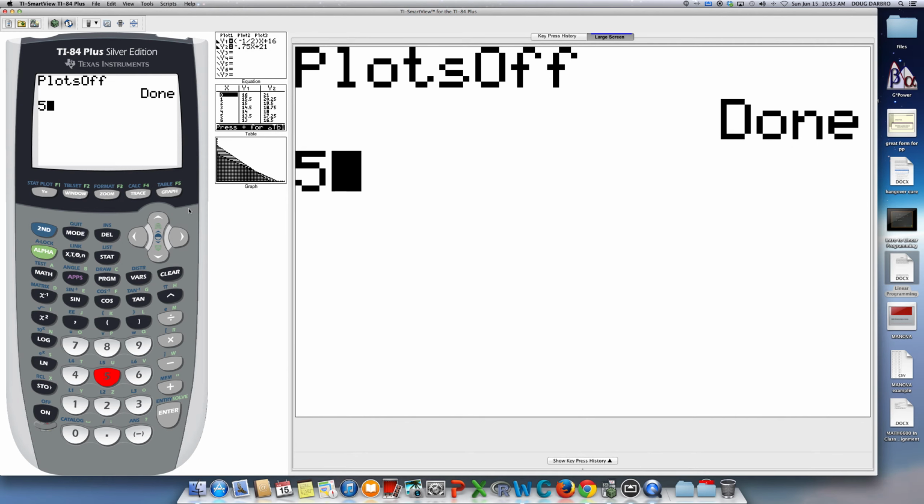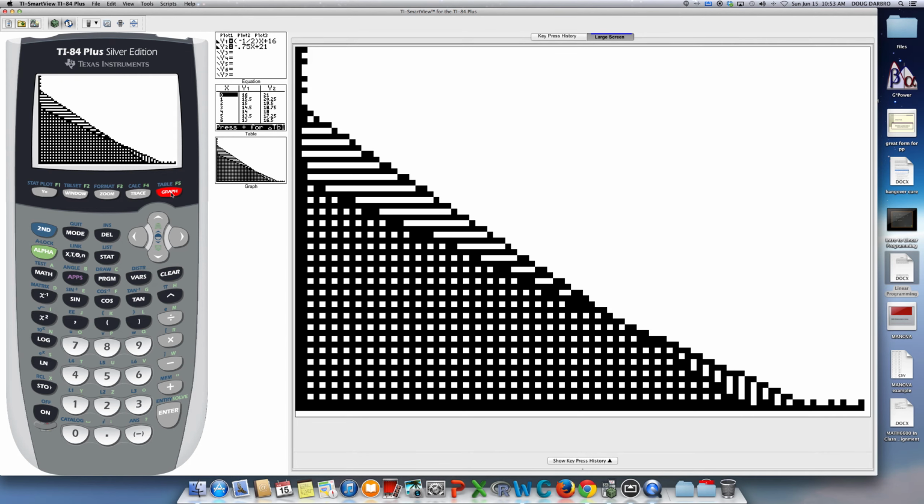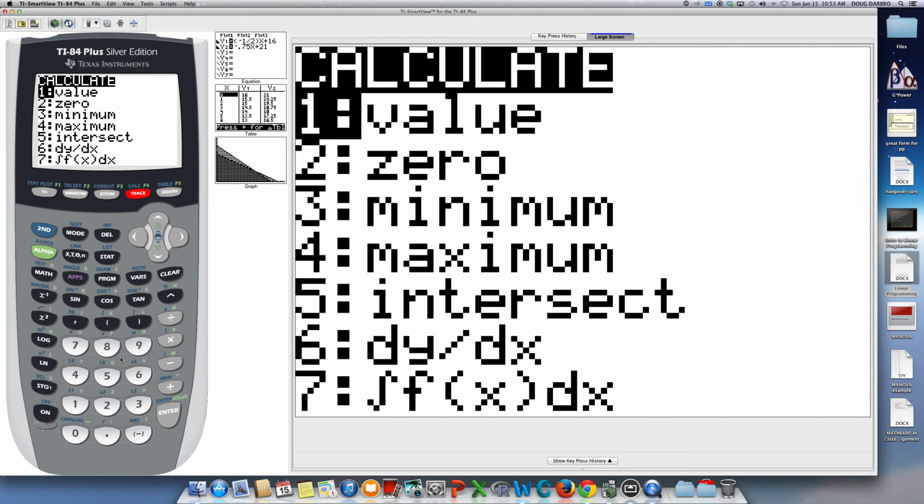This computer's running so slow, it's annoying. So let's go second, calc, hit number 5. And it should take us to our graph. Now I know your calculator's working a lot quicker, but this thing takes up a tremendous amount of space.